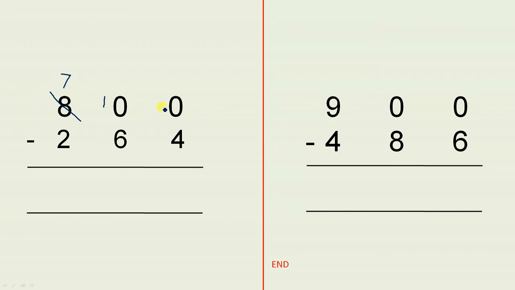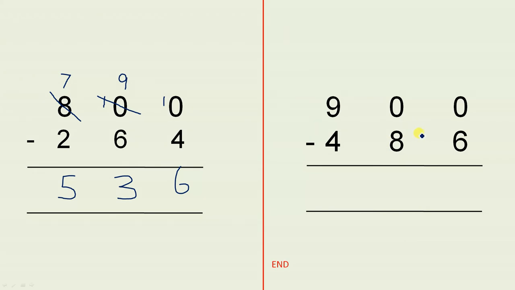That's the trading. Now 0 minus 4 we cannot do, but we can trade now because that's 10. And that now becomes a 9. So that's 9 tens there now. It was 10 tens, but now it becomes 9 tens because one of the tens goes here. 10 take away 4 gives us 6. 9 take away 6 gives us 3. And 7 take away 2 gives us 5. So the answer is 536.